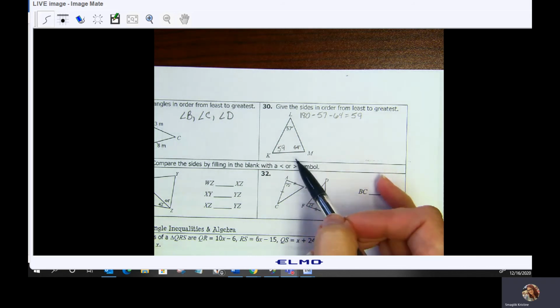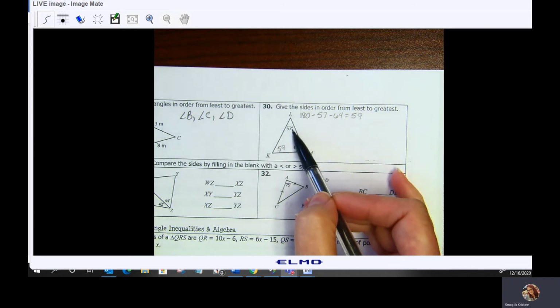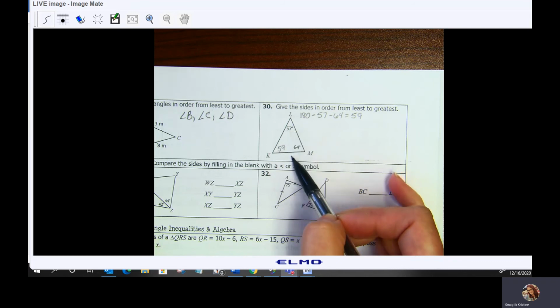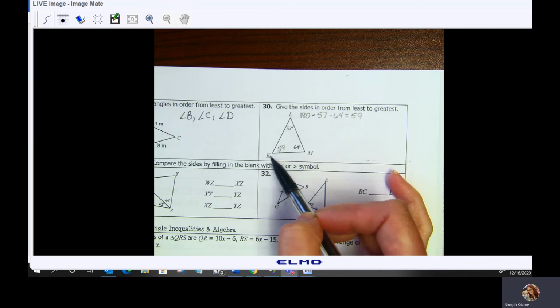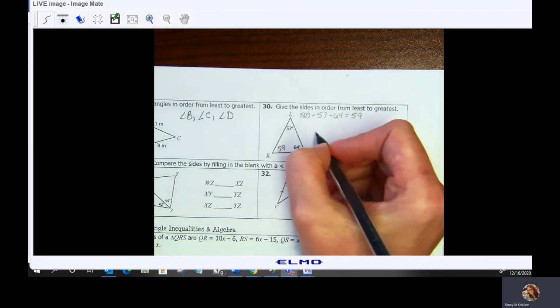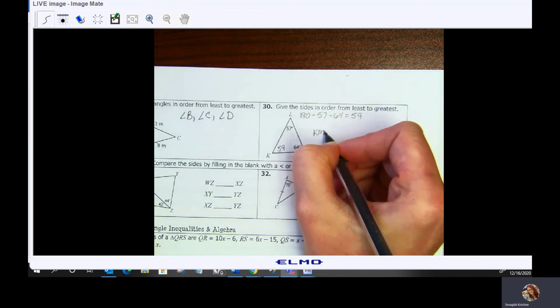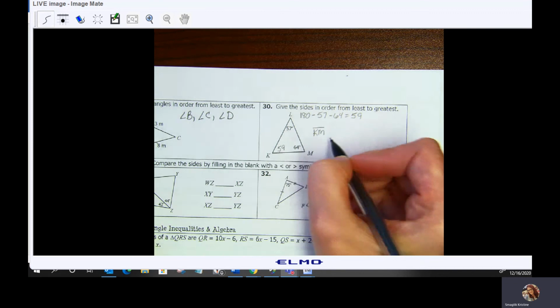So now let's go the other way. What is the smallest angle? Well, that would be 57. So in other words, the side opposite that angle would have to be the shortest side. Opposite of 57 is line segment KM. So line segment KM is the shortest.